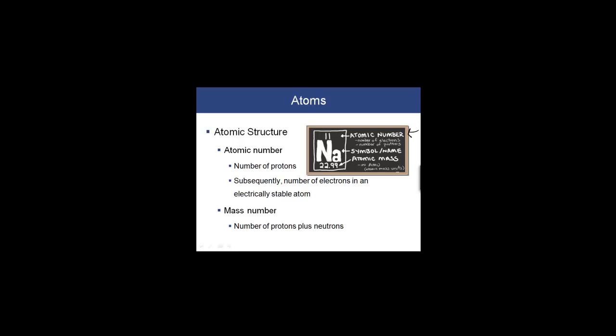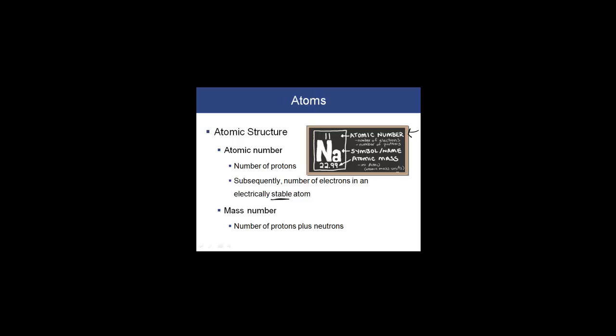If that atom is stable, how many electrons would you expect in the electron cloud orbiting the nucleus? If you have 11 positive charges within the nucleus, you would have 11 negative charges orbiting the nucleus to maintain stability. The positive is going to cancel out the negative charges. So that atomic number gives you a lot of information. It gives you the number of protons and the number of electrons if the atom is stable.